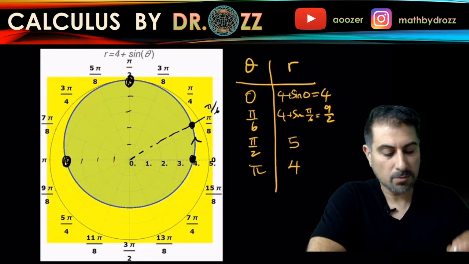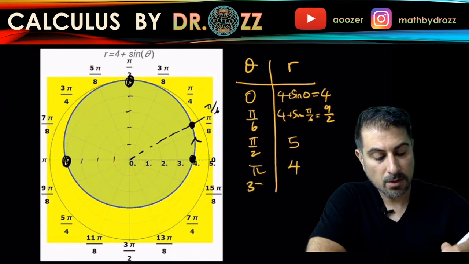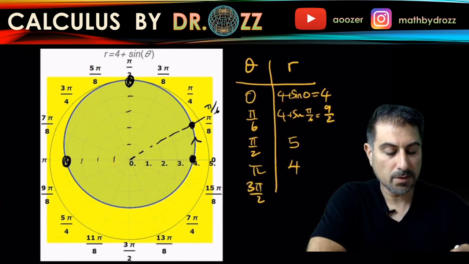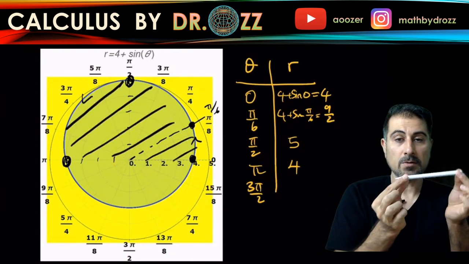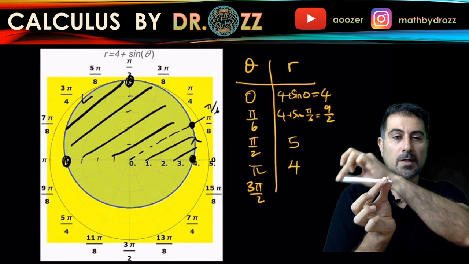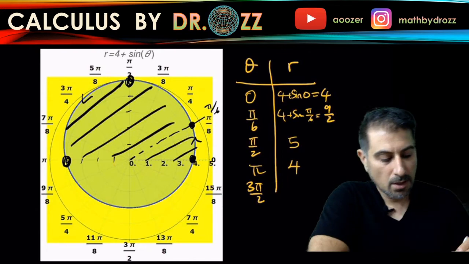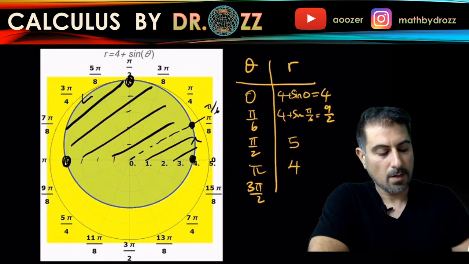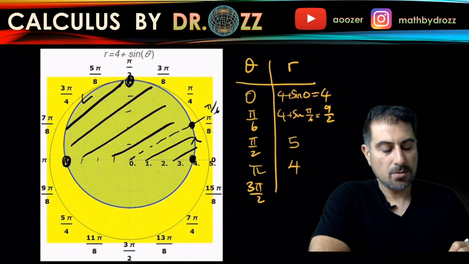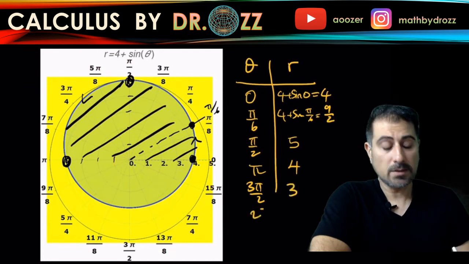3 pi over 2, because so far we're going in this direction. We covered almost this much of the area. If you start from theta equals 0 and go all the way to theta equals pi over 2, this is the area that you cover. At 3 pi over 2, sine is -1, so it's 3. And eventually at 2 pi, sine 2 pi is 0, so r is 4.